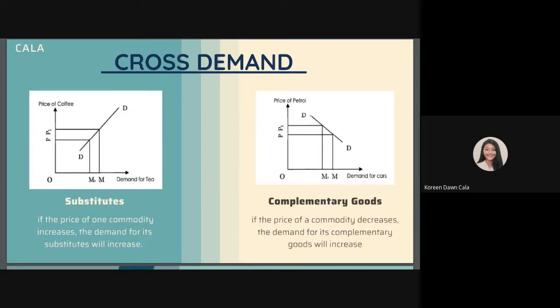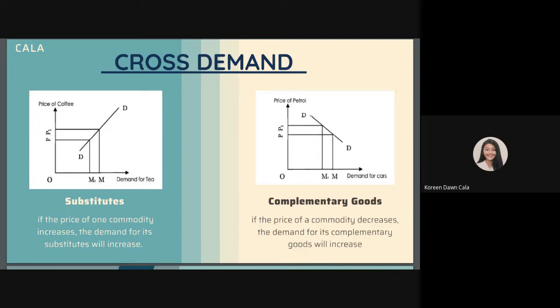Here we have cross demand. This is an economic concept that measures the responsiveness in the quantity demanded of one good when the price for another good changes. In the case of substitutes, the cross elasticity of demand is always positive because when the price for one good increases, the demand for the substitute good also increases. This is because consumers will prefer a less expensive yet substitutable alternative. As we can see on the graph, as the price of the coffee increases, the demand for its substitute, which is tea, also increased, therefore showing a positive relationship.